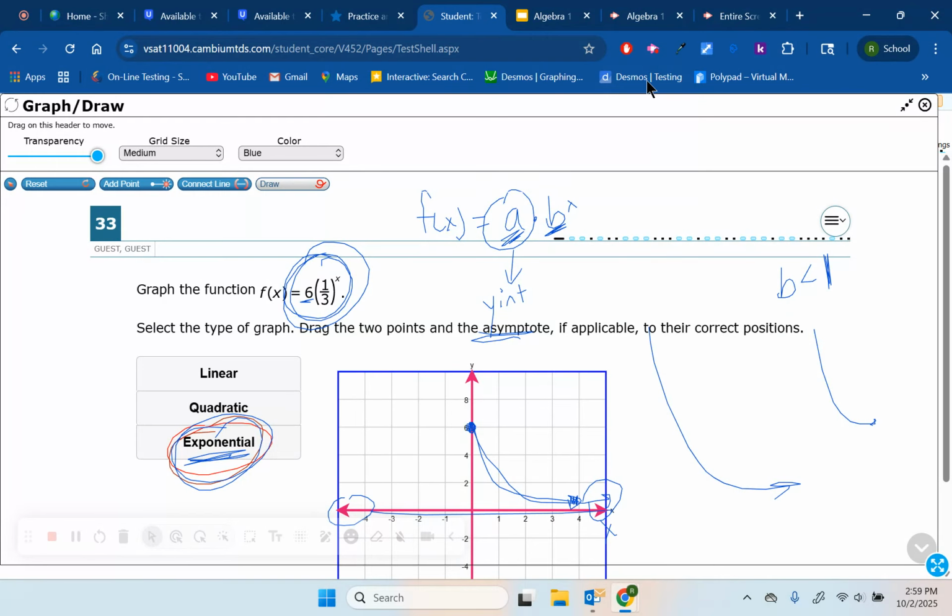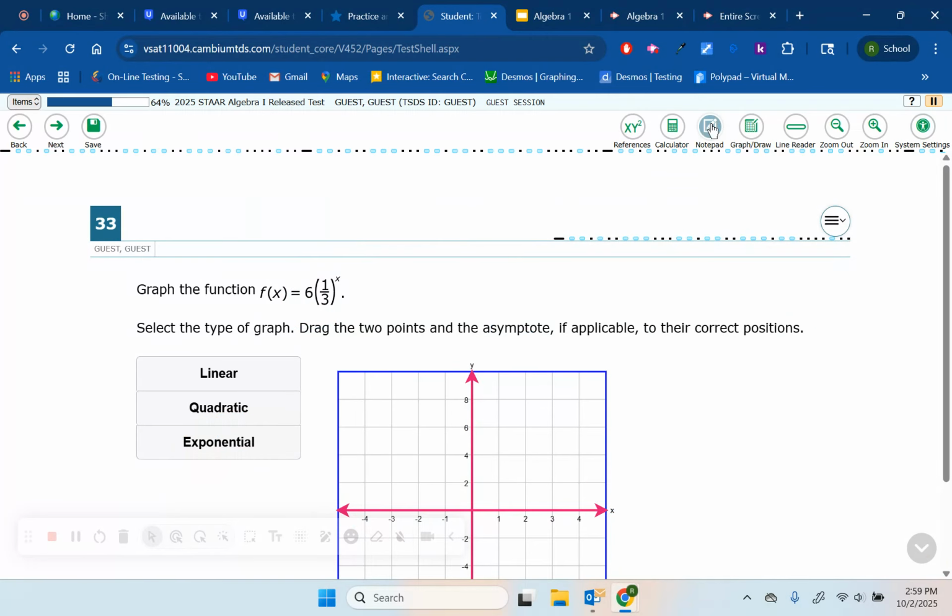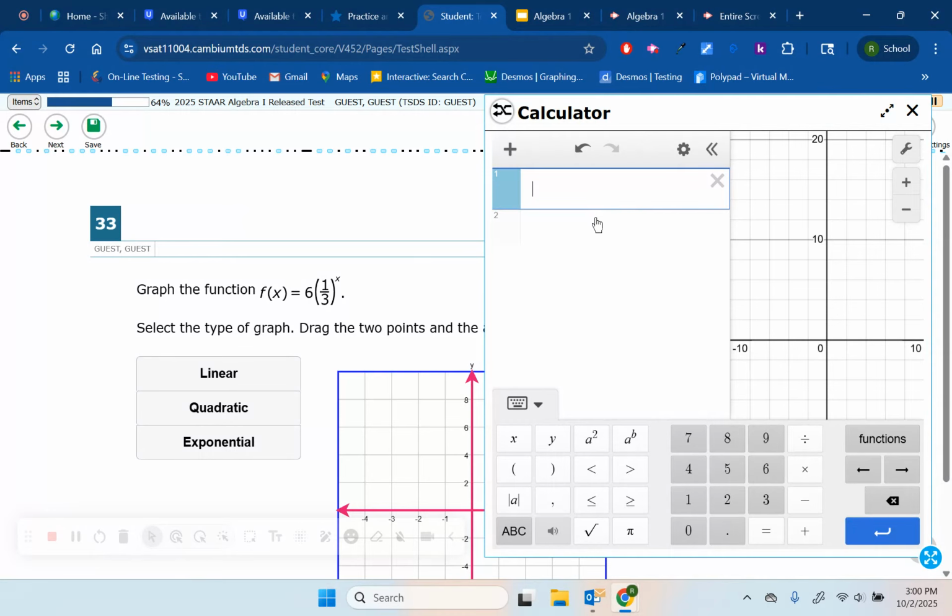All right, so here we go. I'm going to get rid of this guy here, and we're going to graph it. All right, and we're going to put 6 parentheses, 1/3. That's why I just don't like this calculator. It gets moody. All right, you put a to the b, and up here you're going to put that x. See how the graph just shoots down real fast?